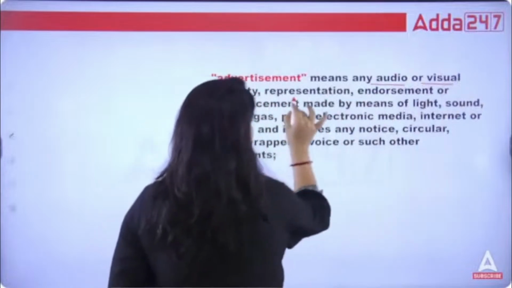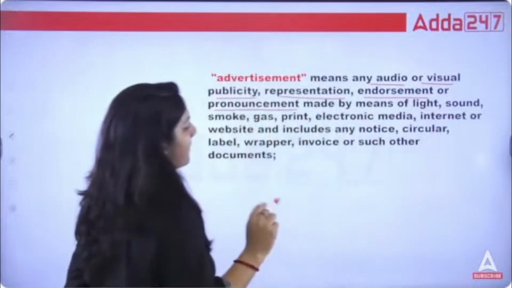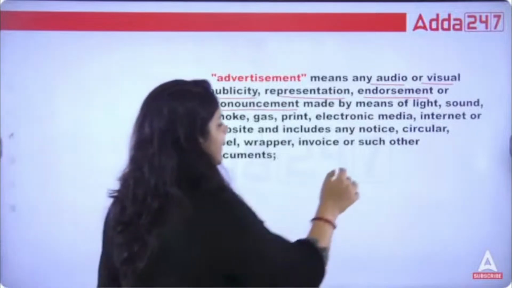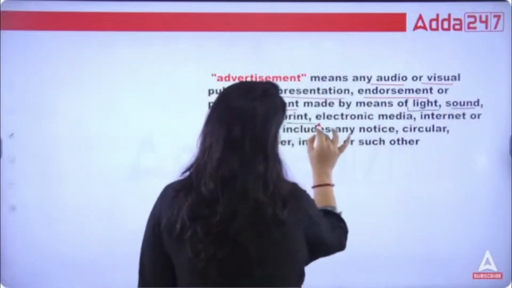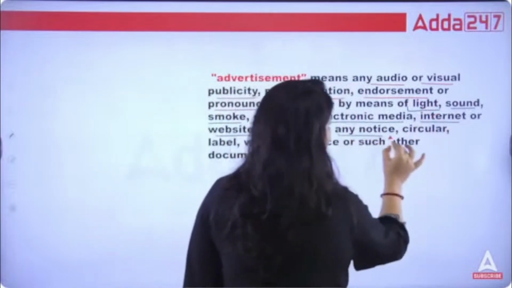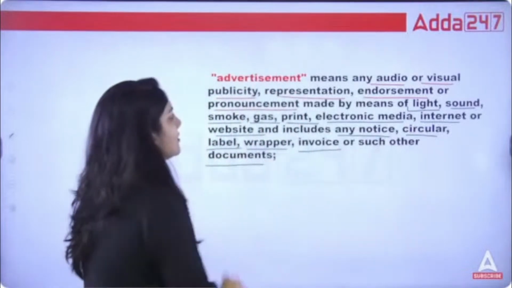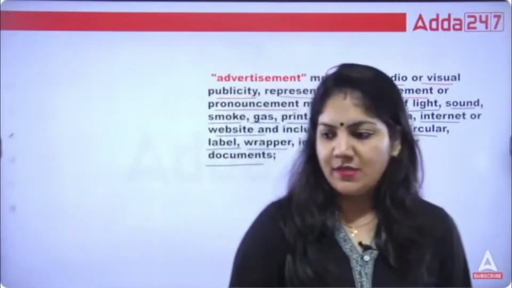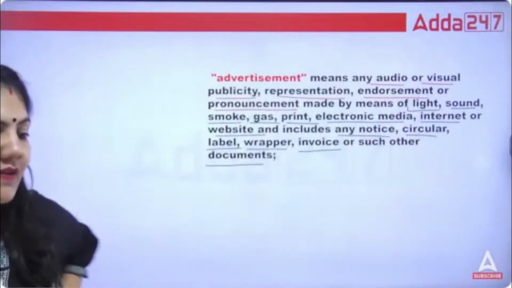Usual publicity, representation, endorsement, pronouncement made by means of light. So what are the ways in which we can advertise? By means of light, sound, smoke, gas, print, electronic media, internet, website, including any notice, circular, label, wrapper, invoice, or such other document. So this is called advertisement, and we know that when anybody advertises, then we take this meaning, class.